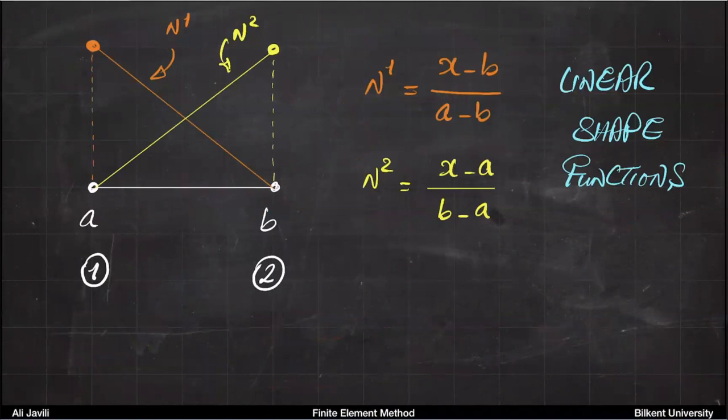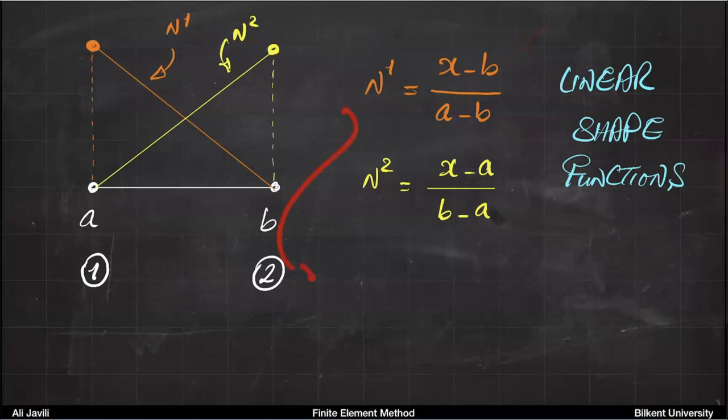And as I mentioned, now you want to play this game for higher order functions, but before doing that, we should learn how to construct these. So in order to construct this, you should just look at their property. What was the property that we talked about? N1 must be 1 at node 1 and must be 0 at node 2, let's say, or at a point with coordinate b. So in order to do that, you construct it like this.